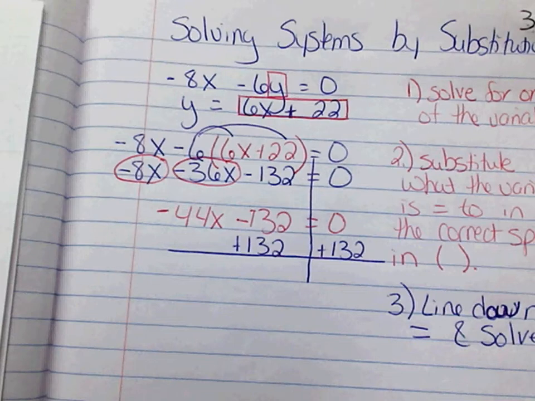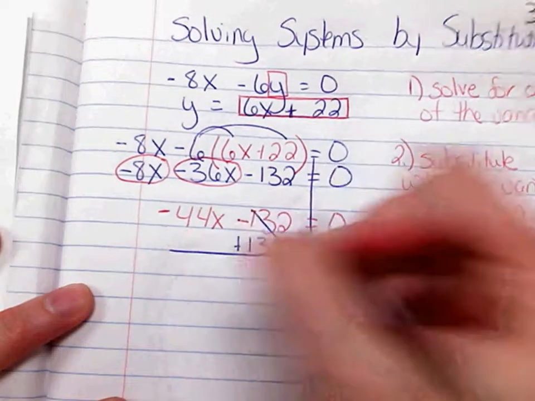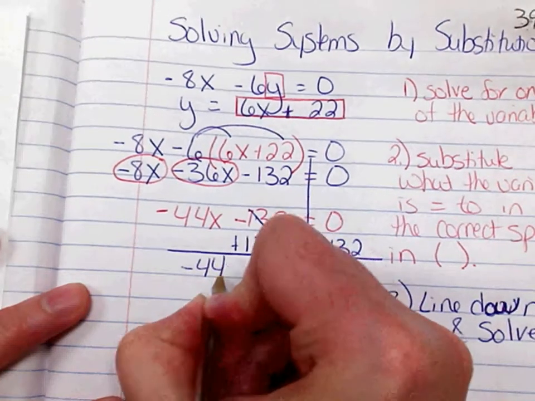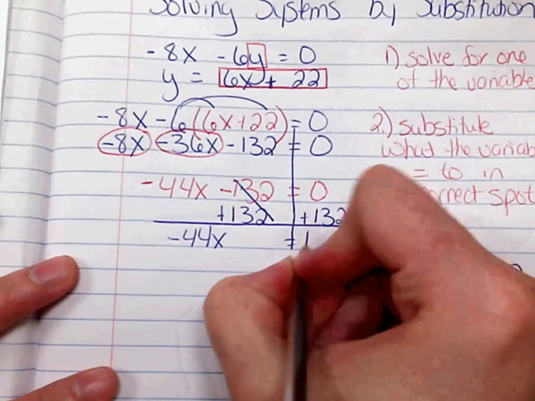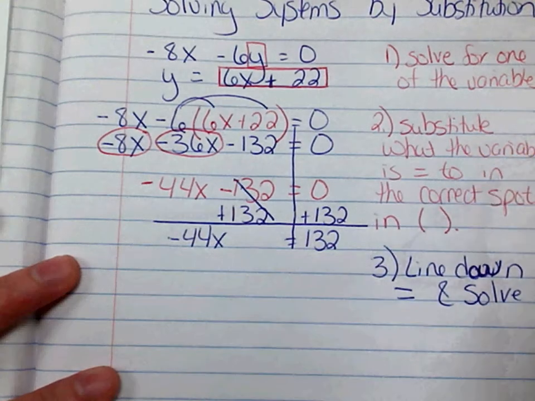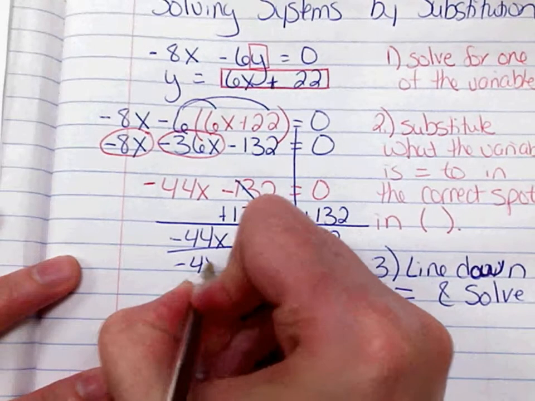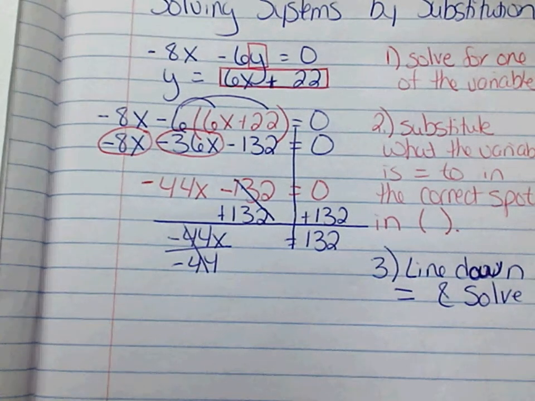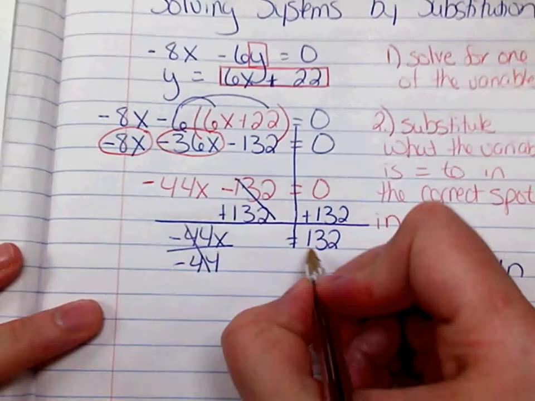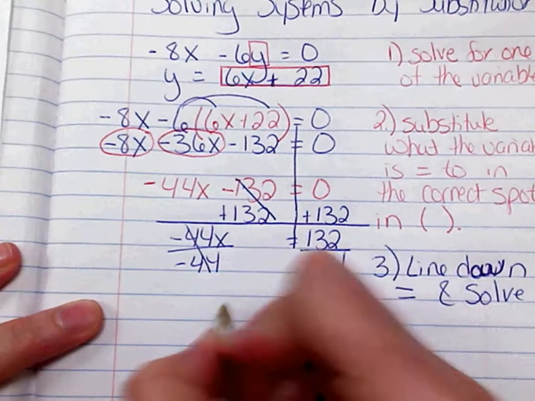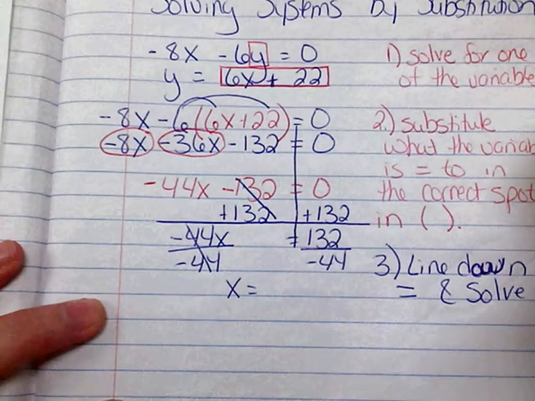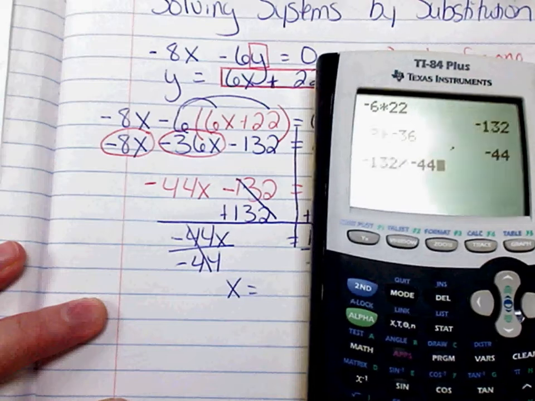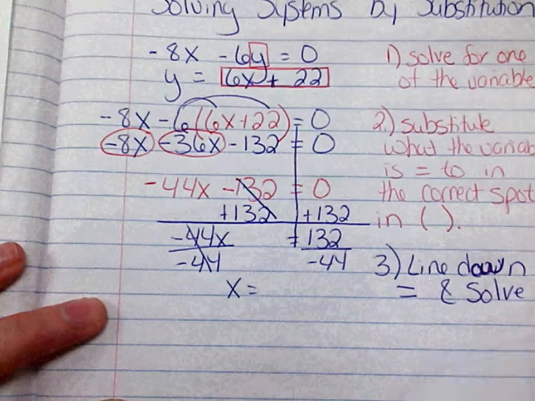Okay, so we have to realize what crosses off because negative 132 plus 132 is 0. So all we have left over here is negative 44x, and then we have 132 over here. So then we have to divide by negative 44. Negative 44 divided by negative 44 is 1. So that's going to leave us with just 1x, which is just x. And then we need to do negative 132 divided by negative 44, and we get 3. So x is equal to 3. Okay?